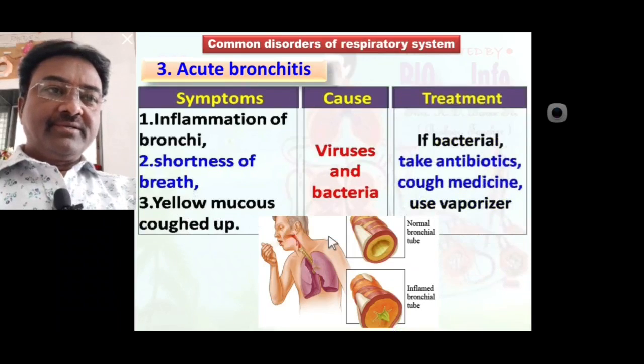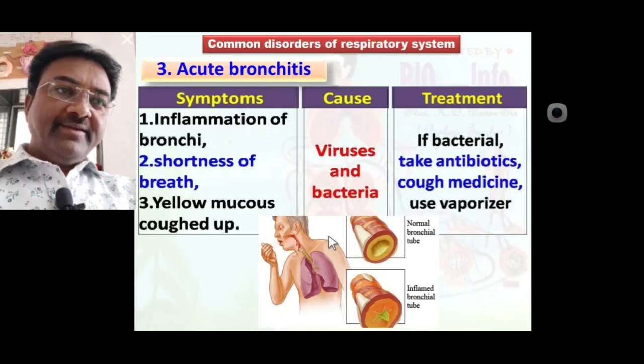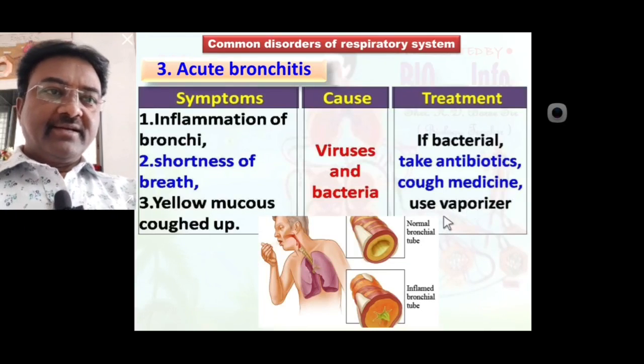What are the treatment measures of acute bronchitis? If bacteria cause acute bronchitis, take antibiotics. Cough medicine, use a vaporizer. Most important, if bacterial acute bronchitis occurs, take antibiotics, cough medicine, and use a vaporizer. These are the treatment measures of acute bronchitis.